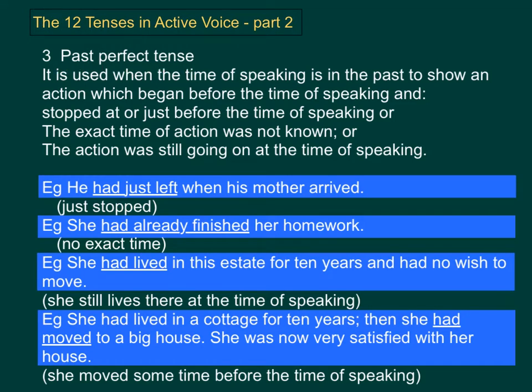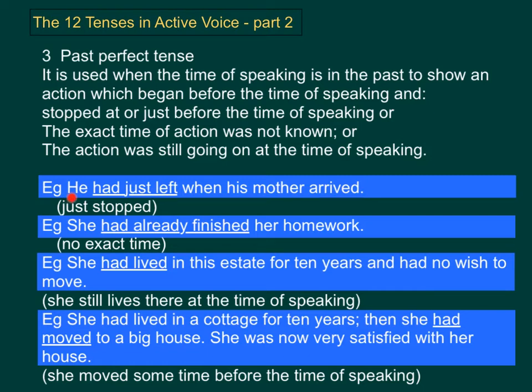Past perfect tense. It is used when the time of speaking is in the past, to show an action which began before the time of speaking, and stopped at or just before the time of speaking, or the exact time of the action was unknown, or the action was still going on at the time of speaking. Let's look at some of these examples.